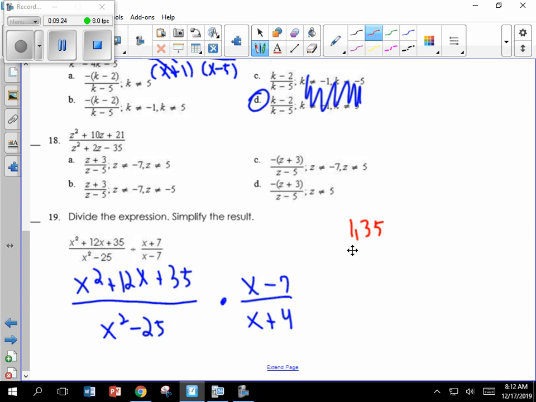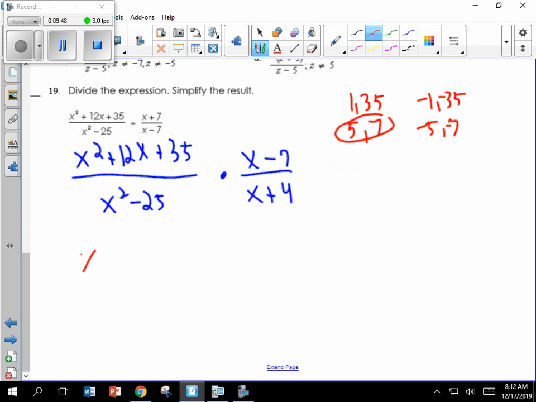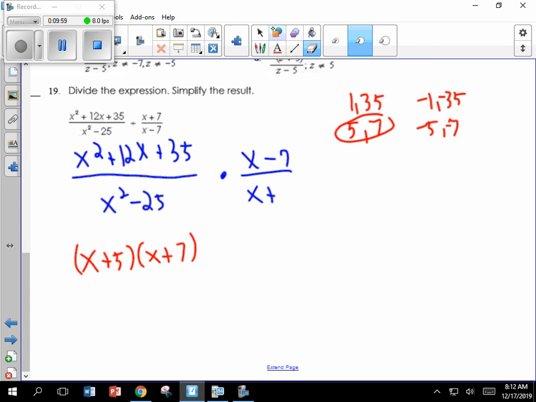1 and 35, 5 and 7. Since 35 is positive, they're either both going to be positive or they're both going to be negative. You're going to pick which pair adds to get 12: 5 and 7. So I'm going to come down and I'm going to rewrite the problem. X plus 5, x plus 7. Sorry about that. X plus 7.